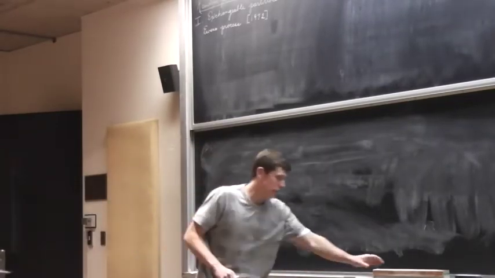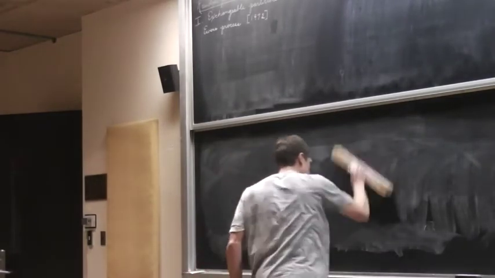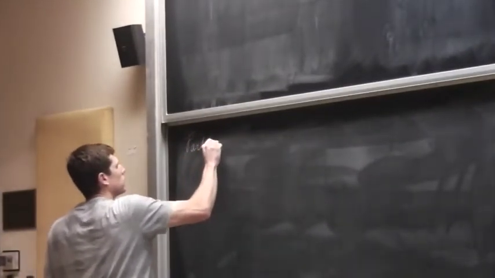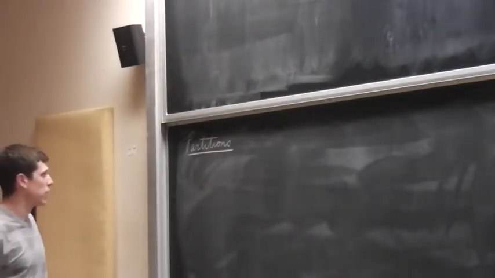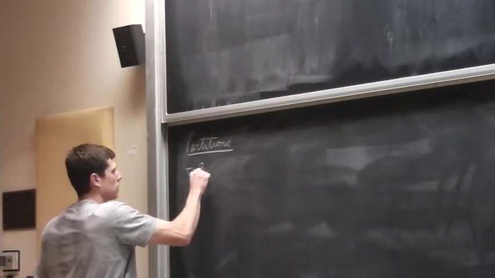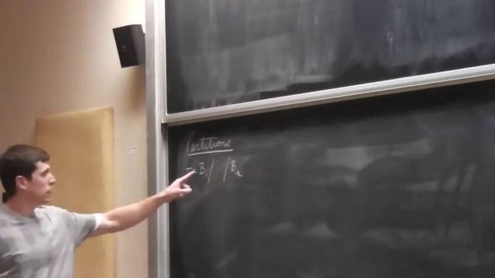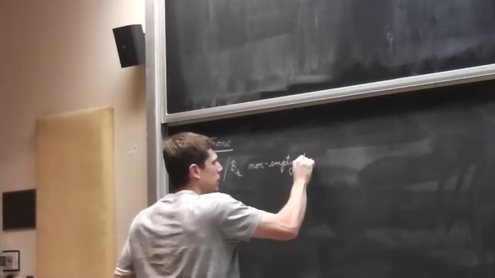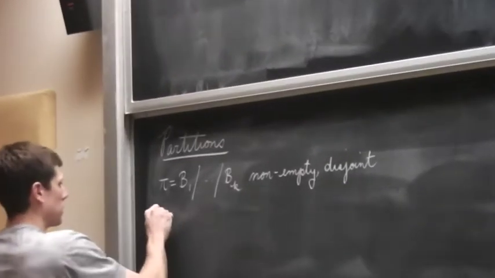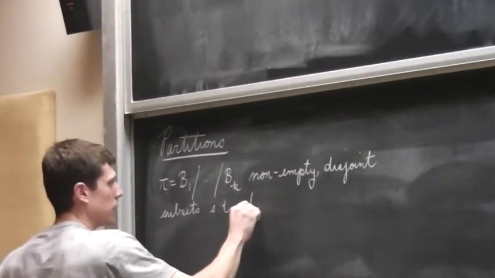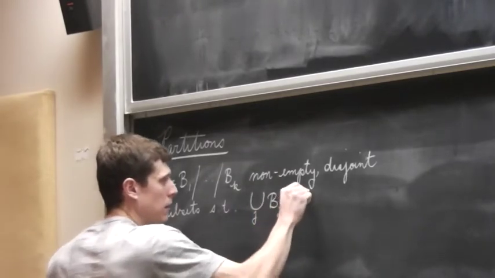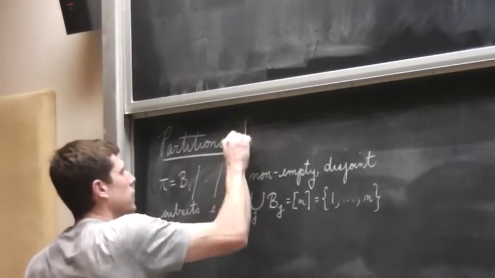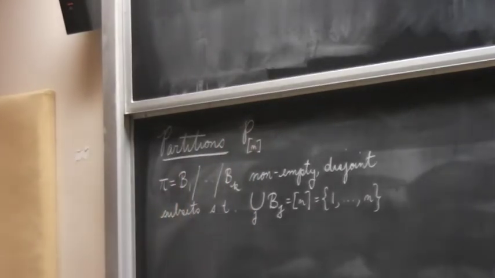So first, I want to get some notation before we proceed. A partition is going to be a collection of non-empty disjoint subsets. I'll use the notation lowercase pi to denote a partition. These are the blocks of the partition, so they are non-empty, they're disjoint, and their union is the set of the first n positive integers. I'll use the notation script P to be the set of all partitions of a given finite set.